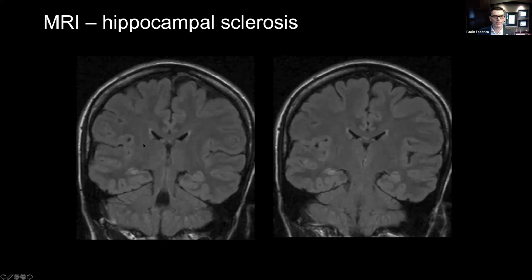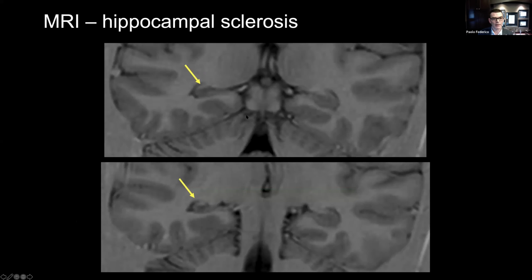Here's a very common cause of focal epilepsy, hippocampal sclerosis, shown in the coronal FLAIR images here, where you can see atrophy of the right hippocampus and T2 hyperintensity compared to the contralateral side. Looking at coronal T1 weighted images, here's a normal hippocampus. It's a bit blurry, these images, but you can see, again, the atrophy and loss of internal architecture that you can nicely see on the contralateral side.